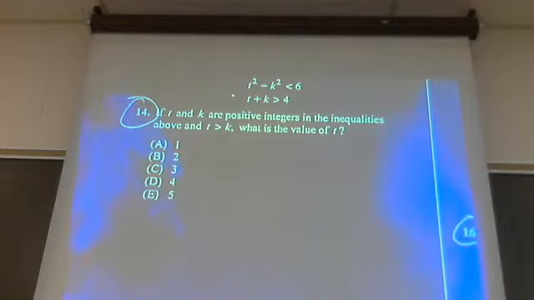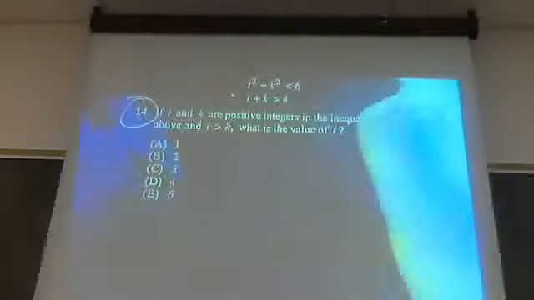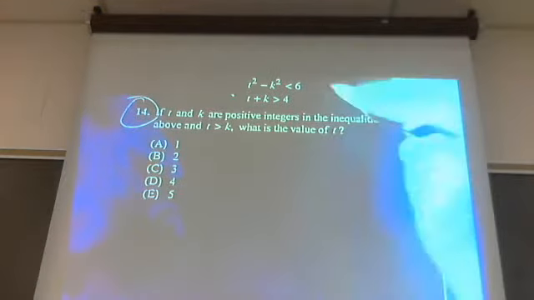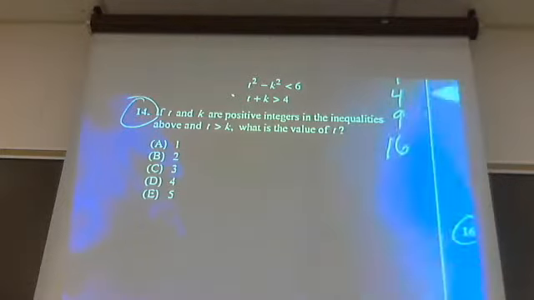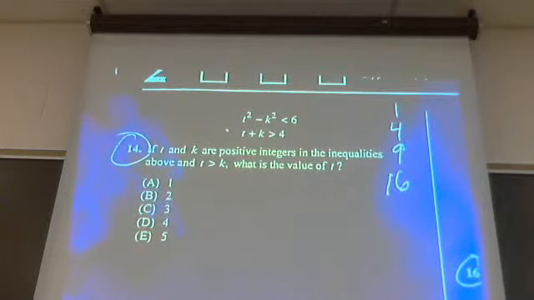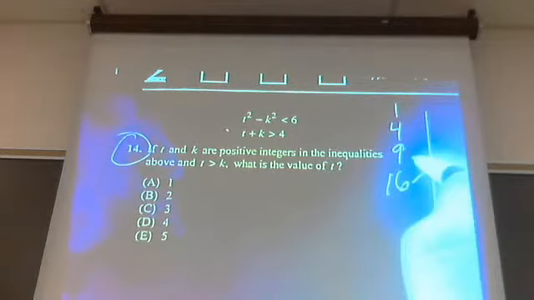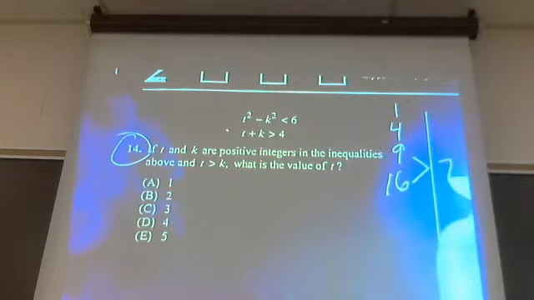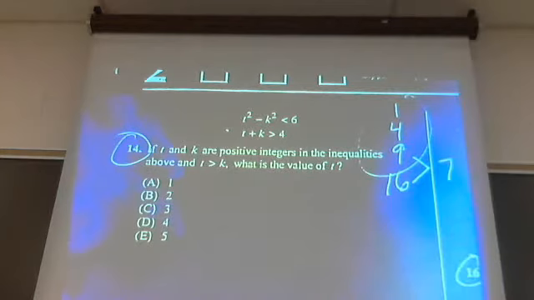Okay, so, t squared minus k squared is less than 6. Two perfect squares in the universe whose difference is less than 6. I'll just write out a few of them just for fun: 1, 4, 9, 16. So, I'm looking for two that have a difference smaller than 6. Does that limit our choices? What's the difference between 16 and 9? 7. Not less than 6. So we're really focused on a very few limited choices here.